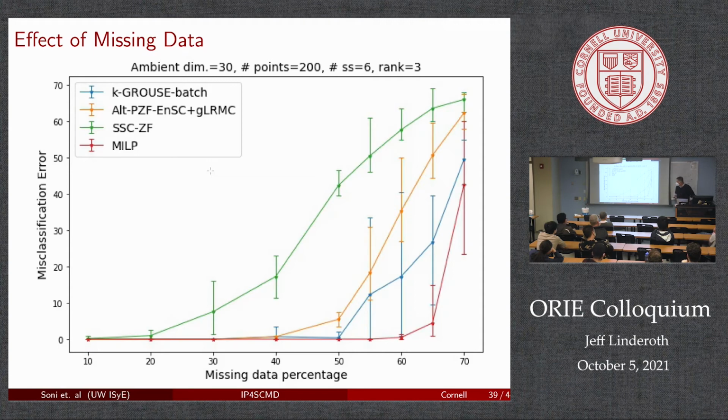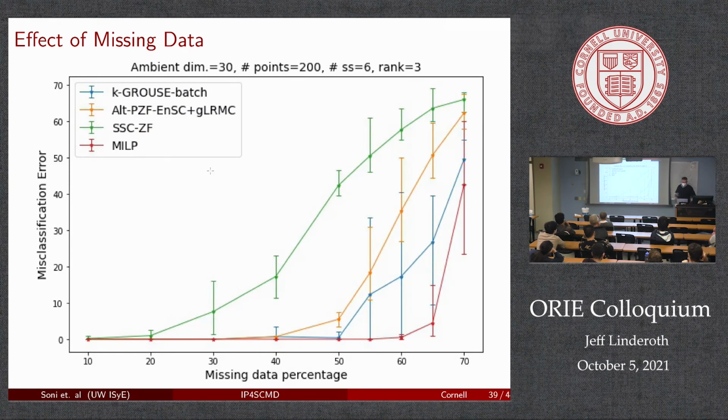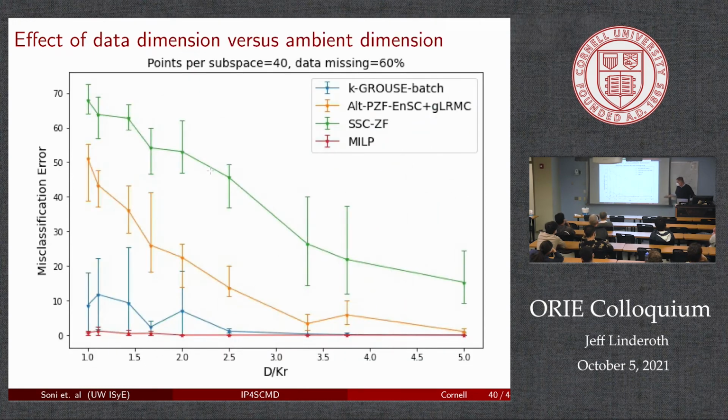All right, so that's some good news. This is an even more interesting picture. Here we had 60% missing data, and we sort of cherry picked it in the sense that our method is able to do quite well with up to 60% missing data. The takeaway message is that it doesn't matter whether you're in the high rank matrix completion regime or D is much larger than KR. We had to scale the problems appropriately, but we can always do it, and these other methods tend to work worse in the high rank matrix completion regime. Well, except K-GROUSE batch does pretty well regardless.